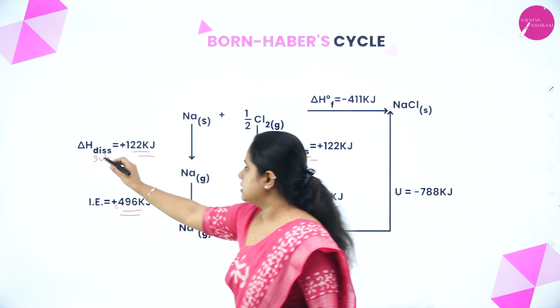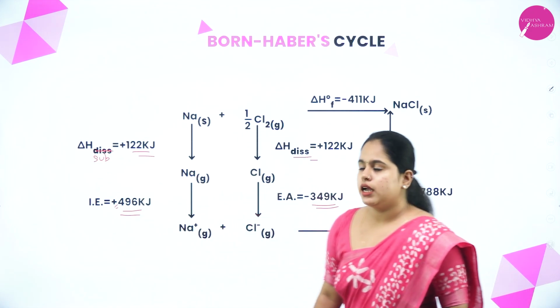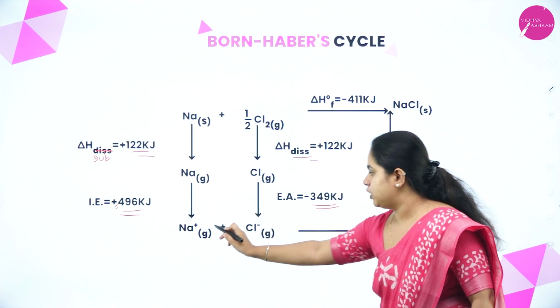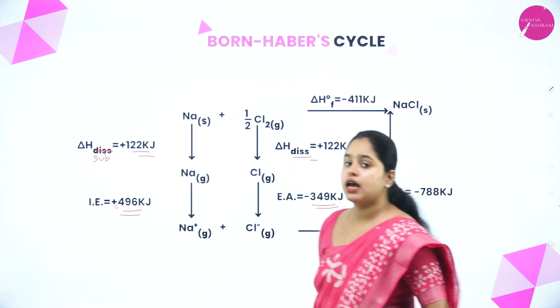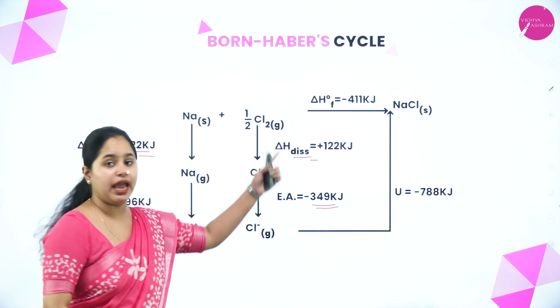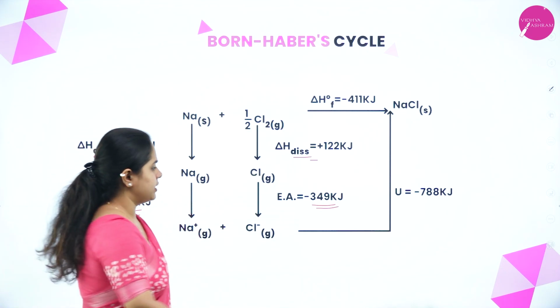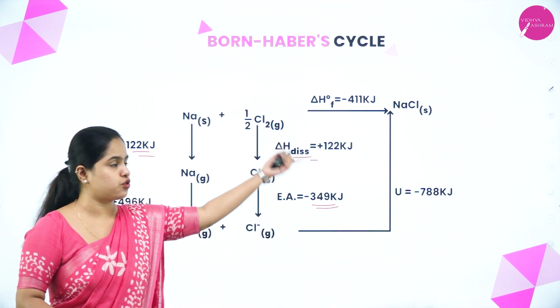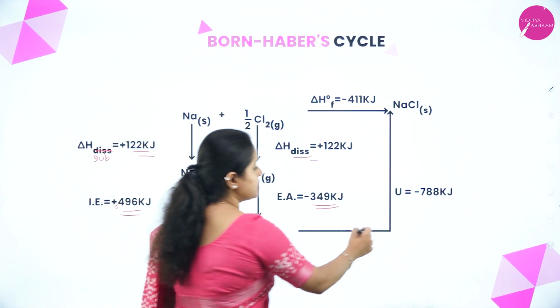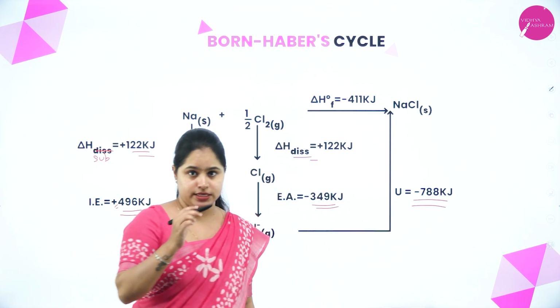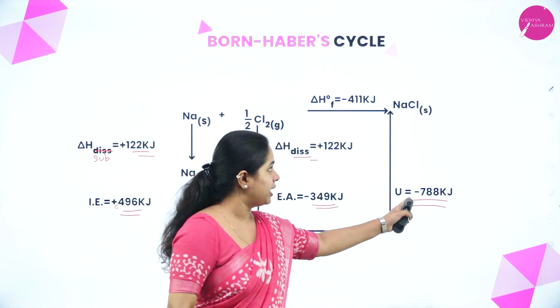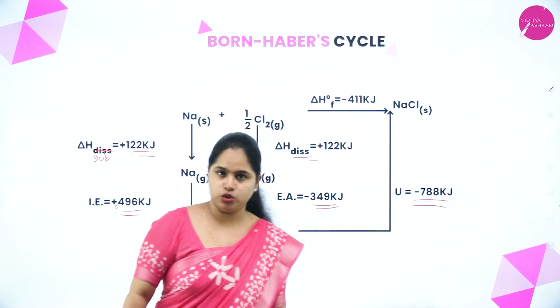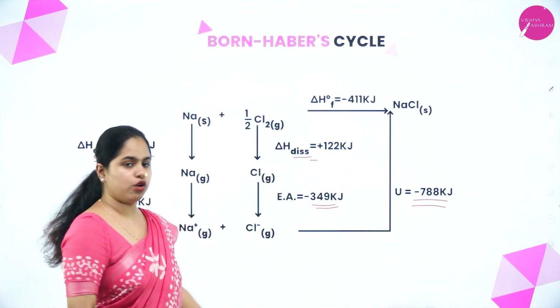Here it is sublimation. From here we know that Na plus and Cl minus combine and finally form NaCl. The energy associated with the combination of these two to form NaCl is called lattice energy, which is represented by U, equal to minus 788 kilojoule. So, this is the whole of this process.